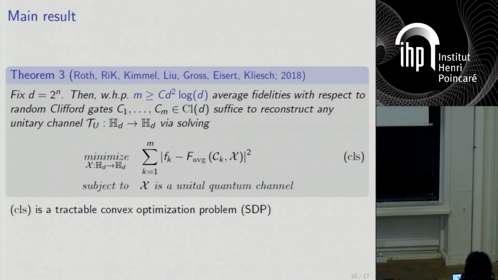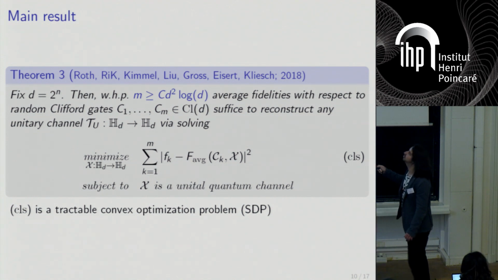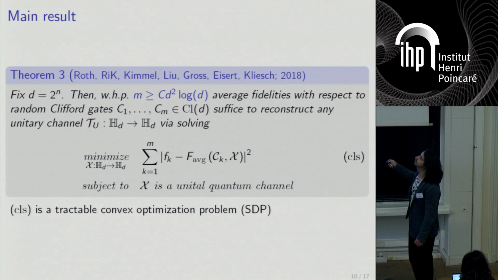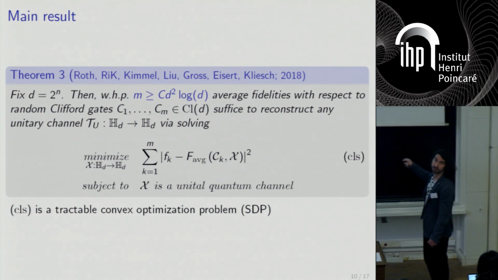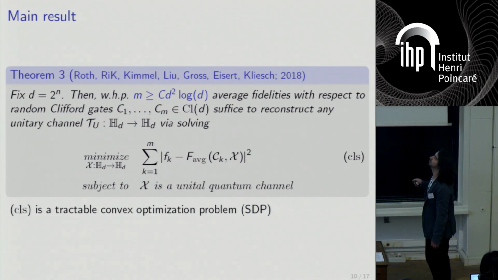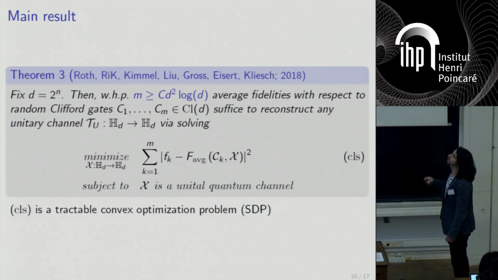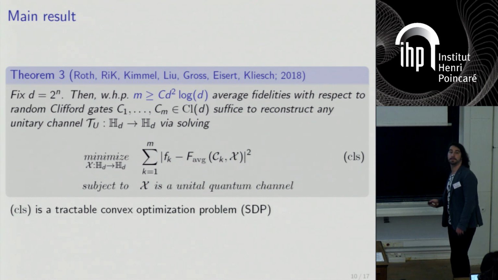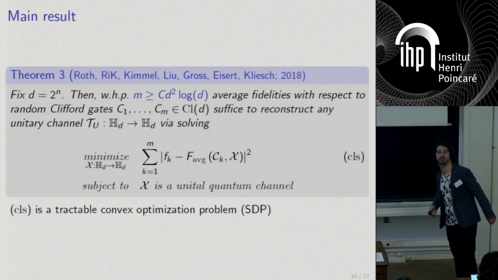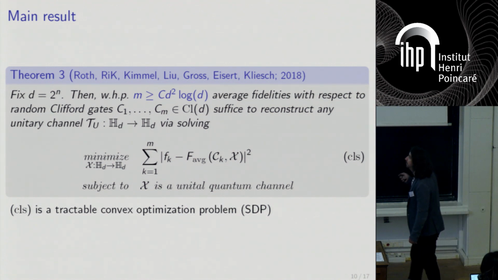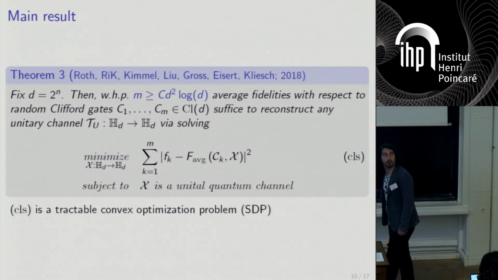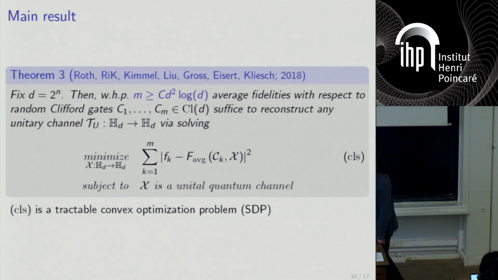In multi-qubit dimensions, this is essential for us. It actually suffices to choose a number that is proportional to d squared, not d to the fourth. We have to invest an additional log factor, average fidelities with respect to random Clifford gates, to reconstruct any unitary channel. And the reconstruction algorithm is again a least squares fit over the observations that you made. This is a tractable convex optimization problem.